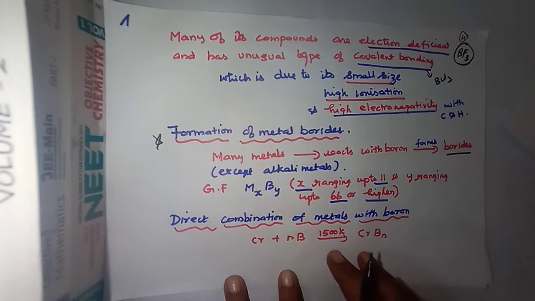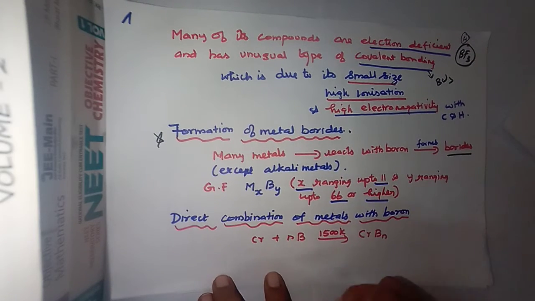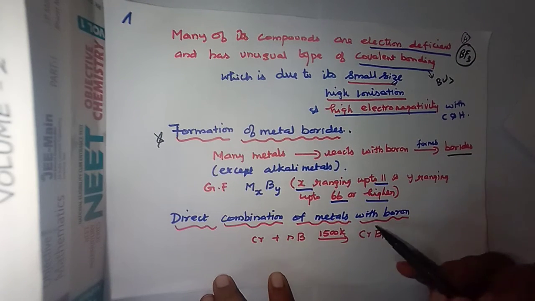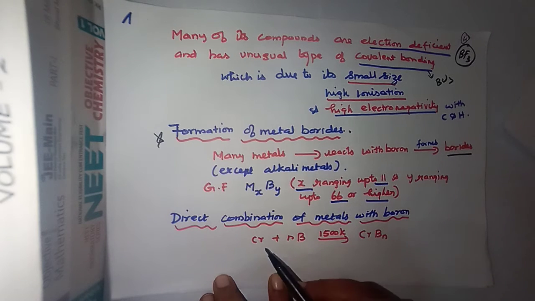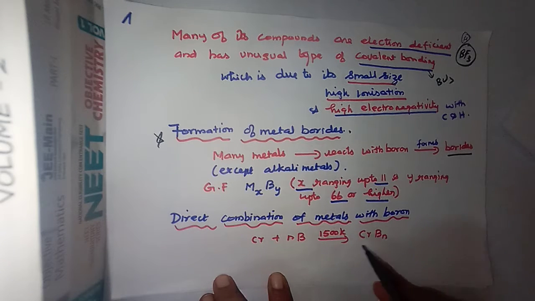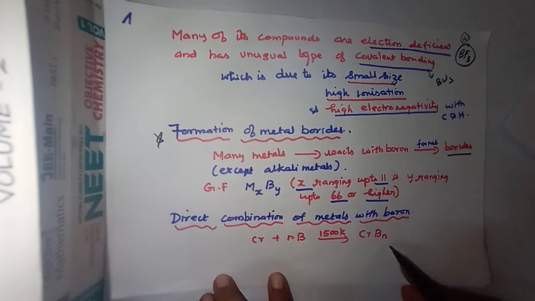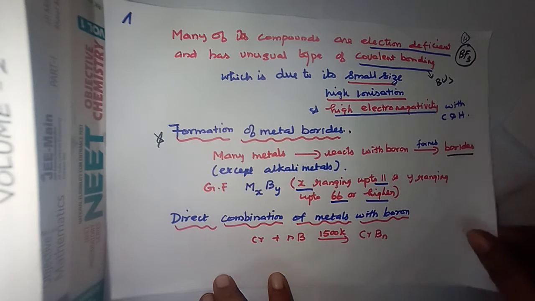Now see the preparation. We are going to see the direct combination of metal with boron. When boron reacts with a metal, for example chromium, some metals react with n times of boron at 1500 Kelvin, it gives a metal boride, that is chromium boride.